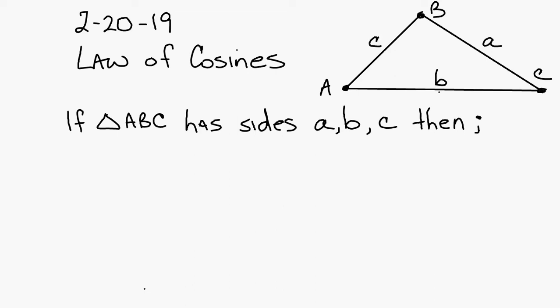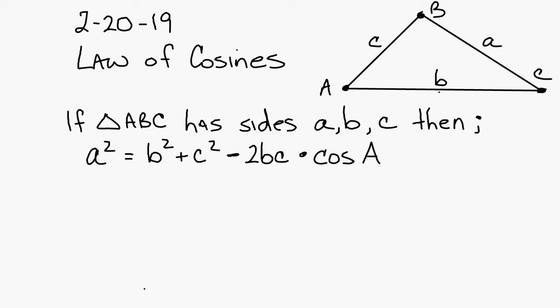So here's your law of cosines. It says that a squared is equal to b squared plus c squared minus 2 times b times c times cosine of A. Which means that a squared, they're talking about this side, side a, squared is equal to side b squared plus side c squared minus the number 2 times the length of side b times the length of side c times the cosine of angle A.